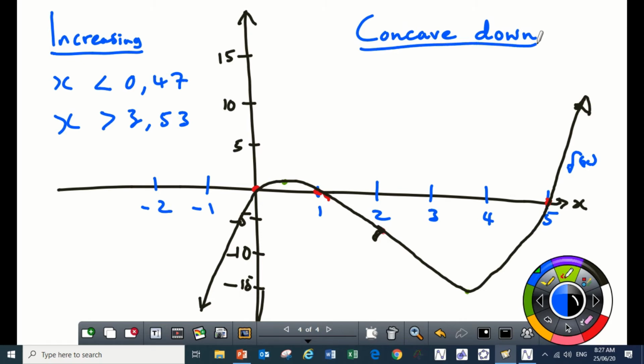Now, if you have been going over your work, last lesson I gave you inequalities. I gave you two inequalities, one for concave up and another one for concave down. I hope you have been going over your work.